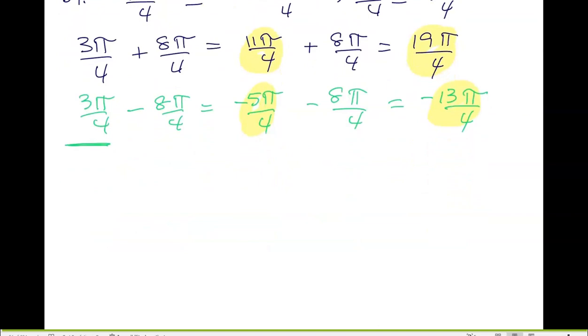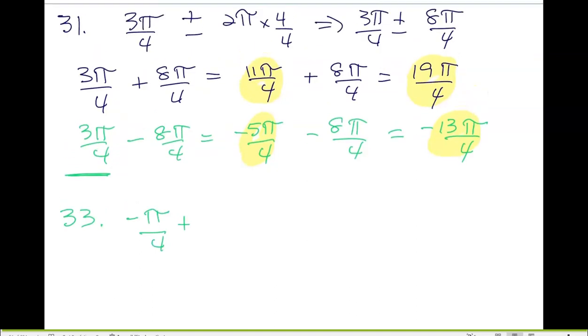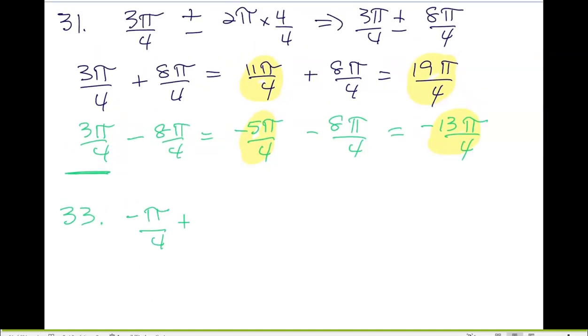So I have 33. 33 says that they want me to find coterminal angles for the measure of an angle in standard form. Okay, so I'm still doing the same thing. The angle they gave me is negative pi over 4, and I know from the previous example that I'm going to have to add and subtract 8 pi over 4. So let's go for positive angles first, and that's going to give me 7 pi over 4. That's one of them. Add another 8 pi over 4, and that gives me 15 pi over 4.